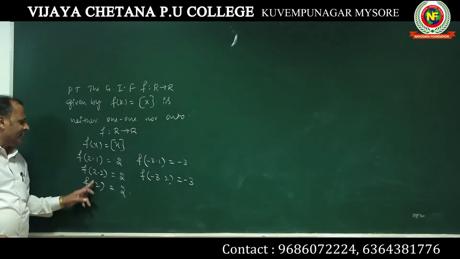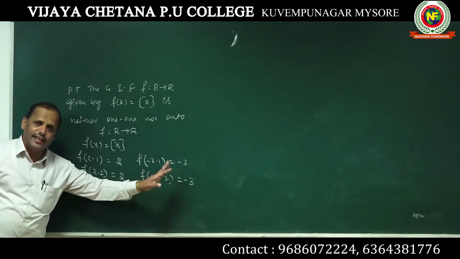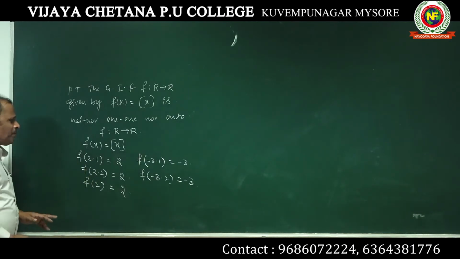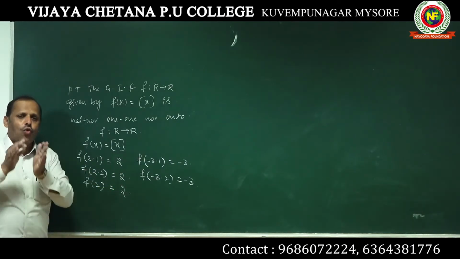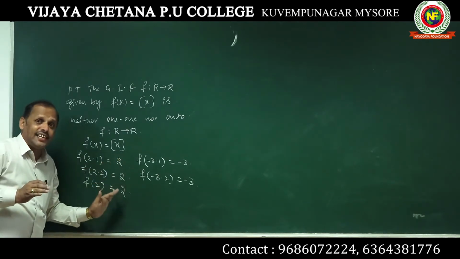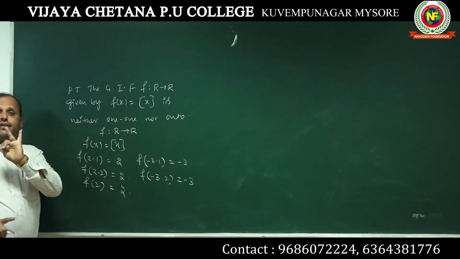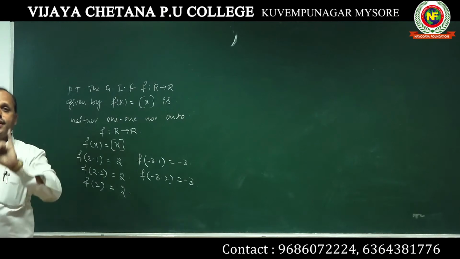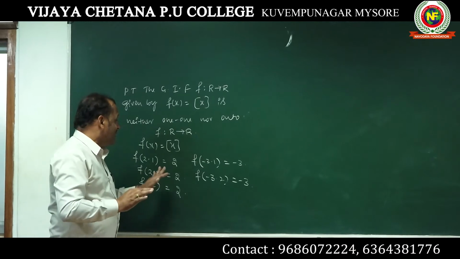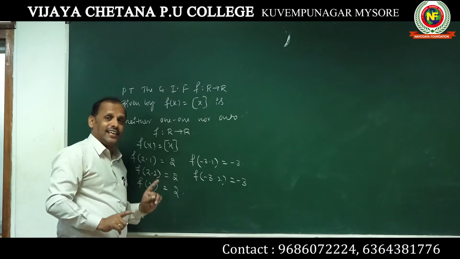Here, 3 different elements have the same image, 2 different elements have the same image. Therefore, it is not 1-1. And also here, we have only the integers as images. Minus 1 is the image, minus 2 is the image, 0 is the image, 3 is the image, 5 is the image. But rational numbers are not images here.